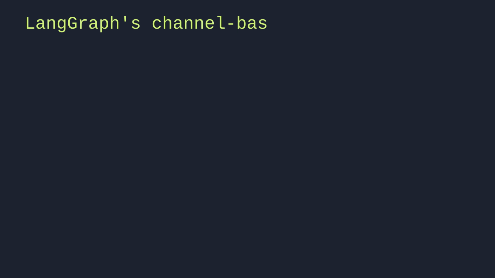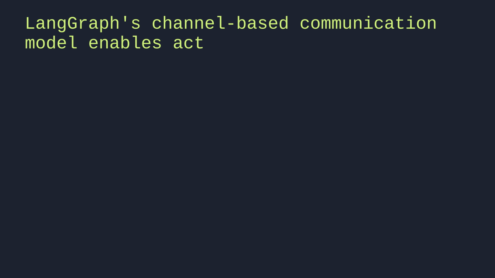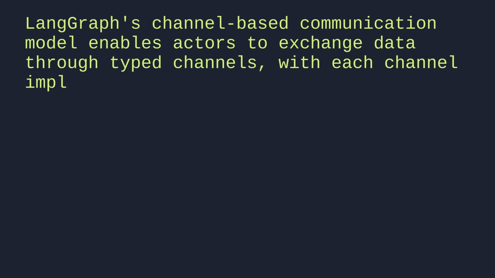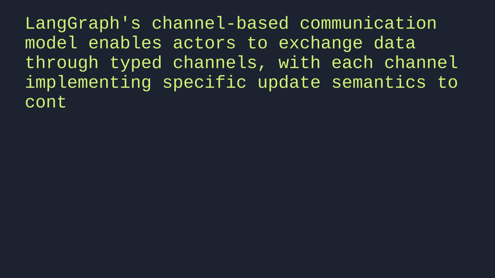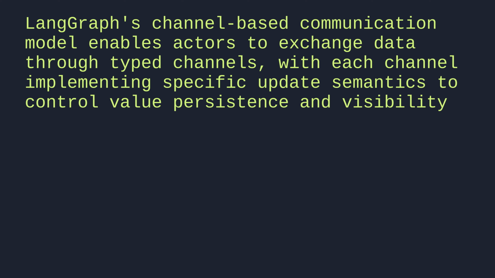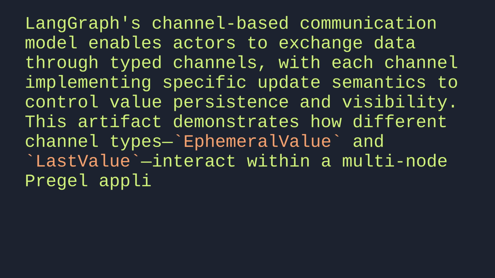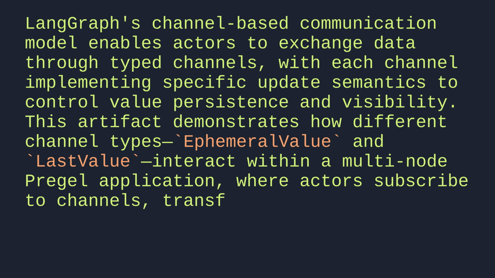LangGraph's channel-based communication model enables actors to exchange data through typed channels, with each channel implementing specific update semantics to control value persistence and visibility. This artifact demonstrates how different channel types, EphemeralValue and LastValue, interact within a multi-node Pregel application, where actors subscribe to channels, transform data, and propagate results through a directed flow.